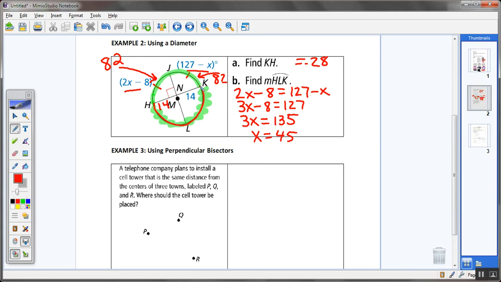So the measure of arc HLK would equal 360 minus what? Minus 164, which makes that, I think, 196 degrees, isn't it? Yeah.